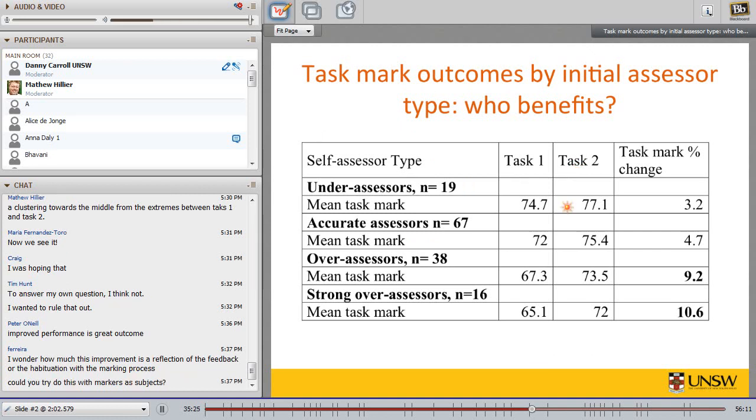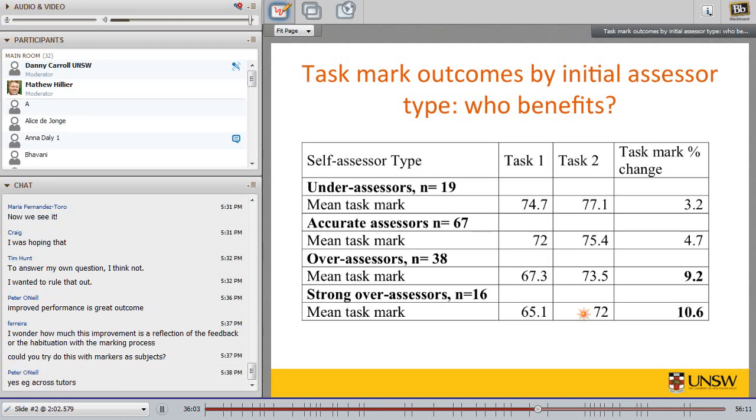So just to continue on very quickly in terms of task mark performance. This is the outcomes from the initial assessor type, from task 1 to task 2. The students who under-assessed, and this happened in both courses, had small percentage mark improvements in task 2 for all students. But the largest percentage mark improvements were the students who were initially over-assessors or strong over-assessors. And this was the same in both courses.